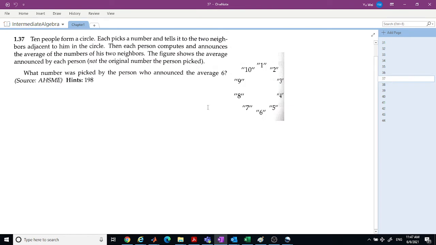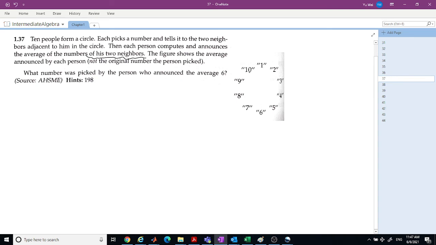Next. So we have 10 people forming a circle, and each picks a number and tells it to the two neighbors adjacent to him in the circle. Then each person computes and announces the average of the numbers of his two neighbors. So the number here is the average of this.